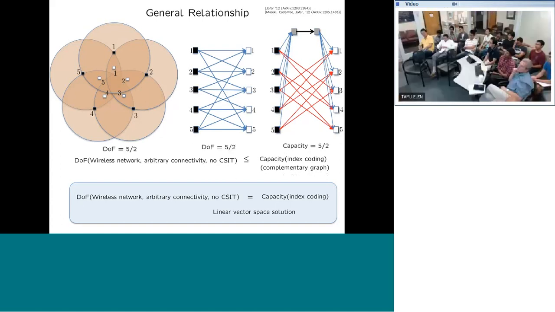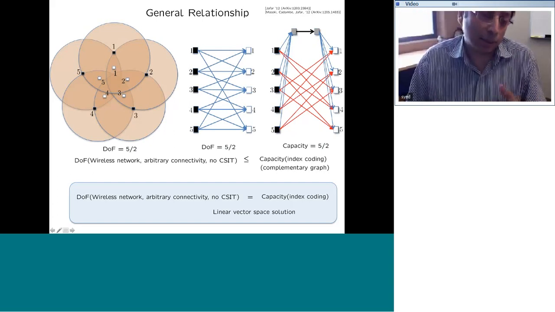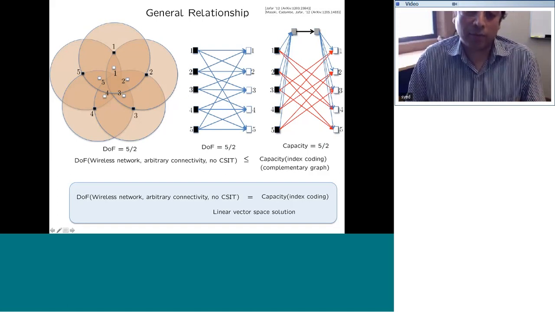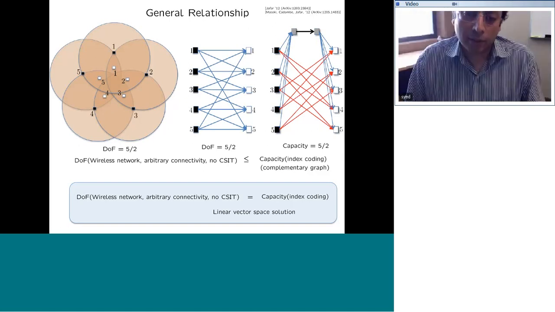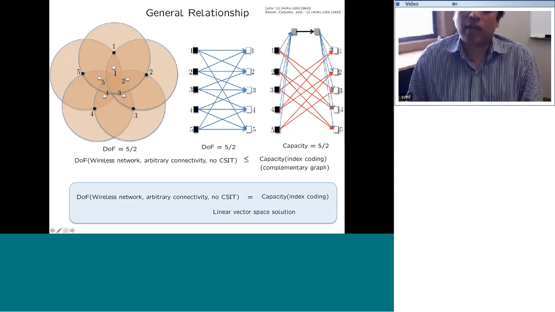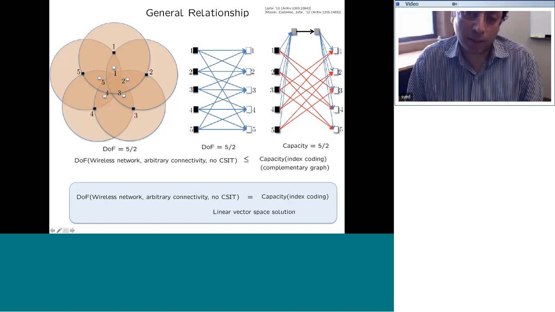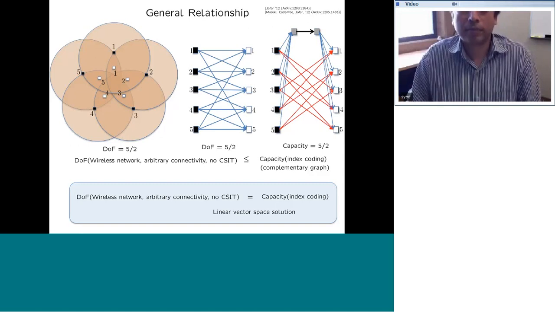For example, in this case, this is the last example I will do. The wireless network we started with will turn out to have 5/2 degrees of freedom. Of course, this network has 5/2 degrees of freedom because it is the same network as the previous. I'm just not drawing the circle. That's the only difference. So these two problems, of course, are the same. And the index coding problem will have an exact capacity of 5/2 because it corresponds to this network, and linear solutions end up being optimal. So to give you an idea of how complicated these solutions can be, I will show you the solution for this network.